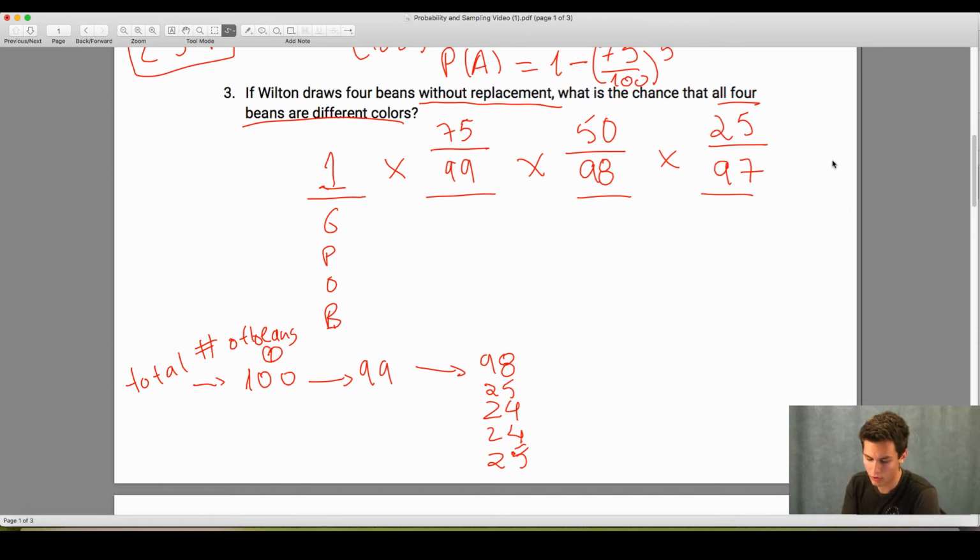So if I multiply all of these probabilities together that I have calculated for each trial, I am going to get the total probability that Wilton is going to sample 4 beans of different colors without replacement. So that's it for this exercise.